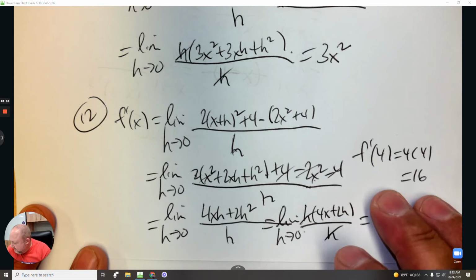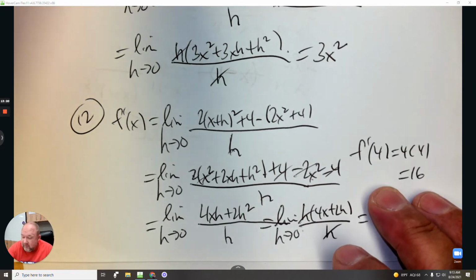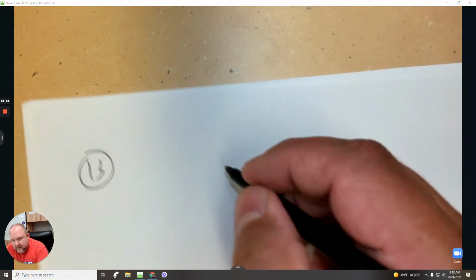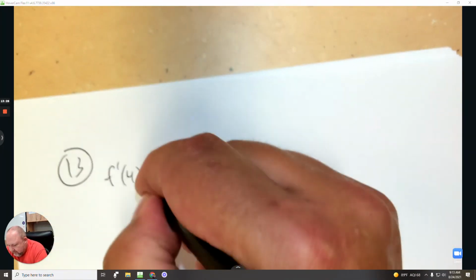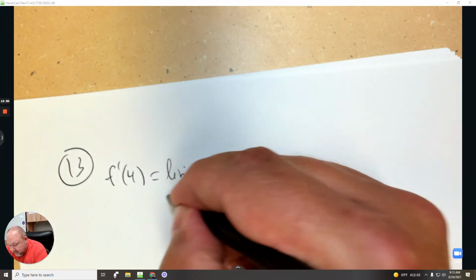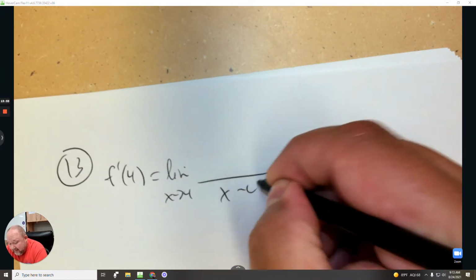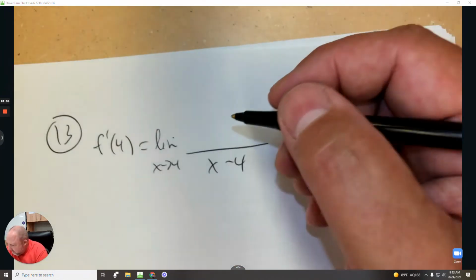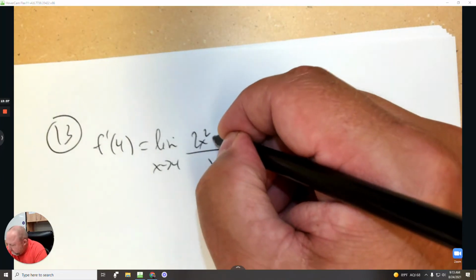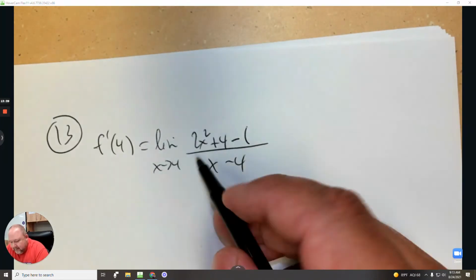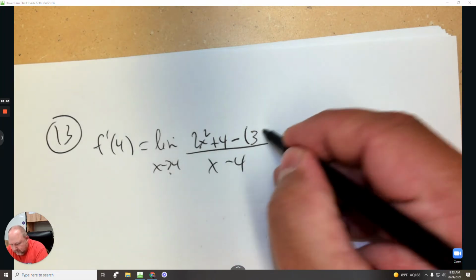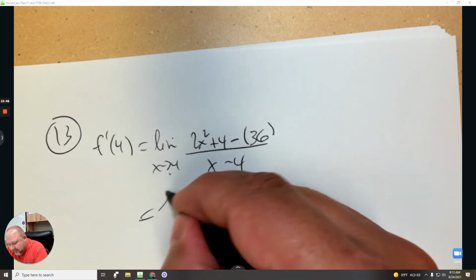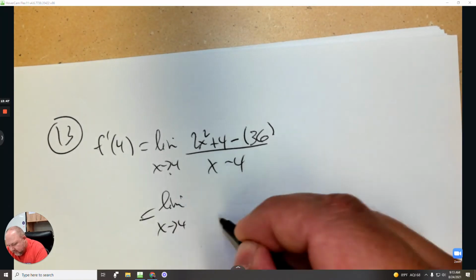Number 13, we're going to do the exact same thing, but using the other way for number 13 to find the derivative at a point. So if I want to directly find the derivative at 4, it's the limit as x approaches 4, and it's x minus 4. And then in the numerator, we have the function, subtract, and then we plug 4 into the function. That's 32 plus 4, which is 36. And that's what we find the limit of to get the derivative.